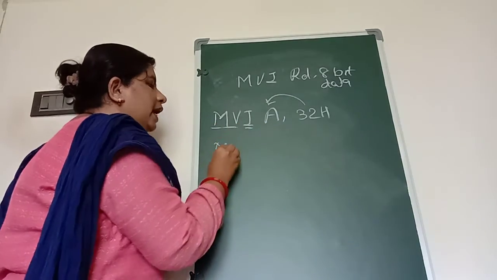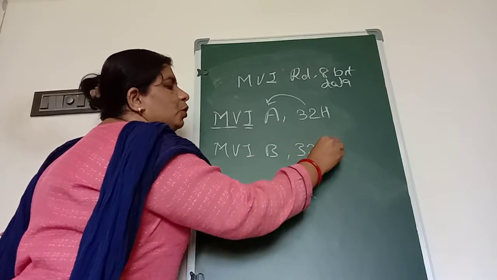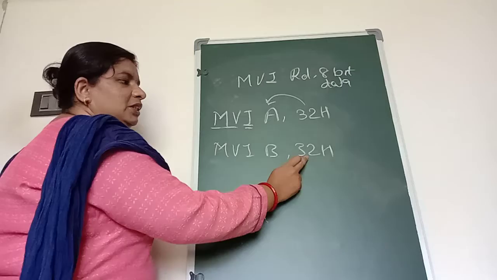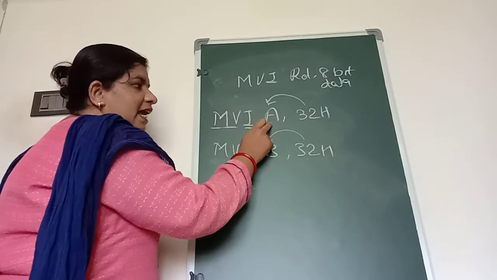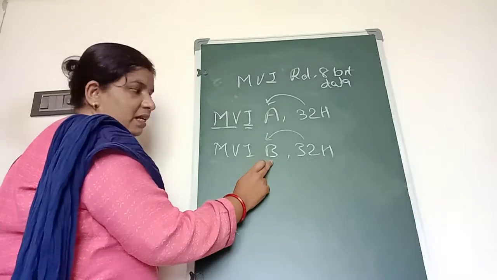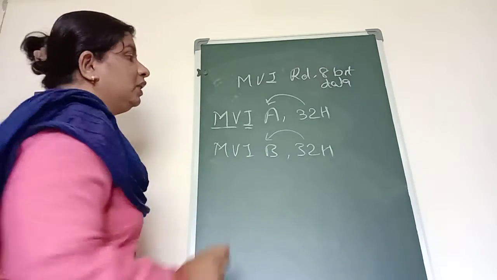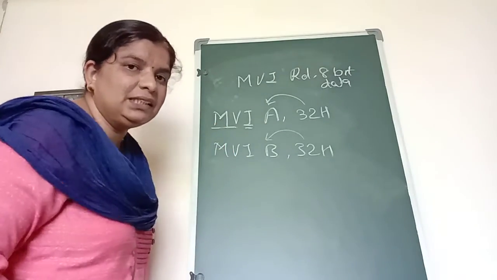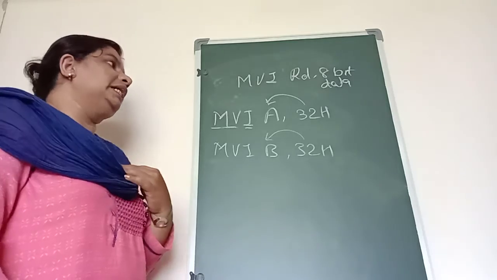Suppose I write MVI B comma 32H. What does it indicate? Now this immediate number has to be copied into B. So MVI A is different from MVI B. Likewise, MVI B is different from MVI C and so on. Each and every instruction is different from the others and they perform different tasks.